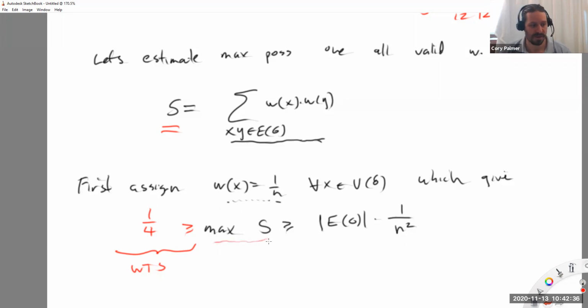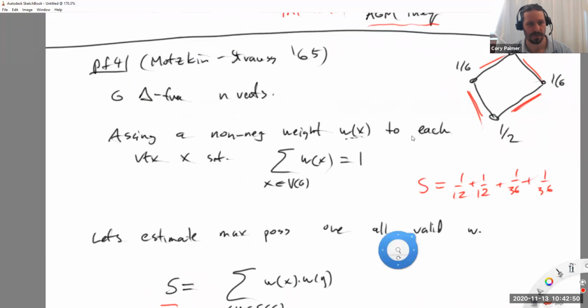And now I want to say that no matter how smart I am with assigning values, I'm never going to exceed 1/4 when I do this function. Okay. So why should that be? All right, so what we're going to do, let me go back to the example here.